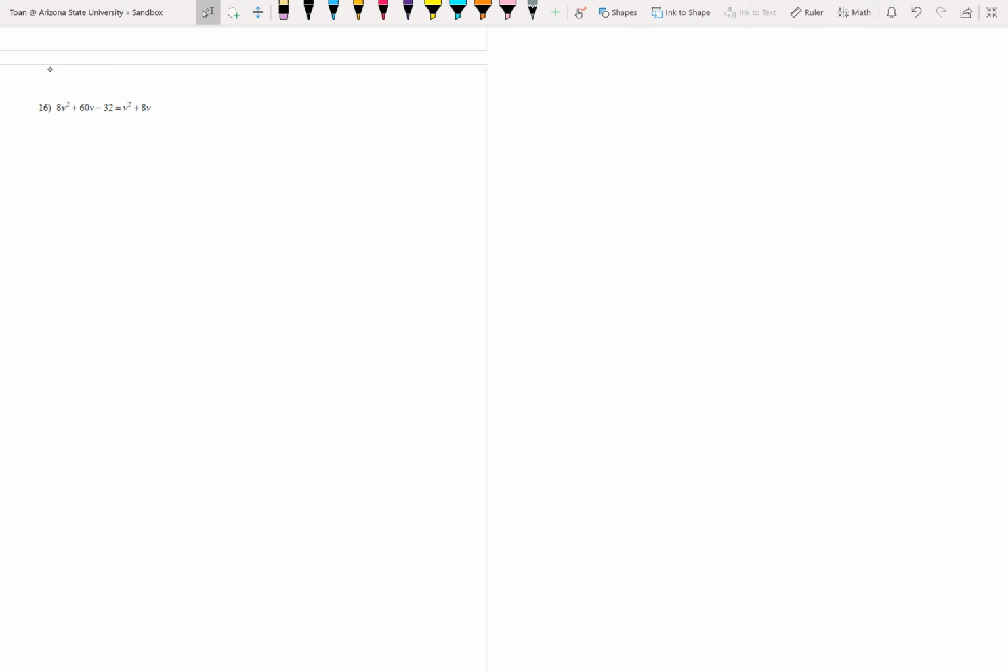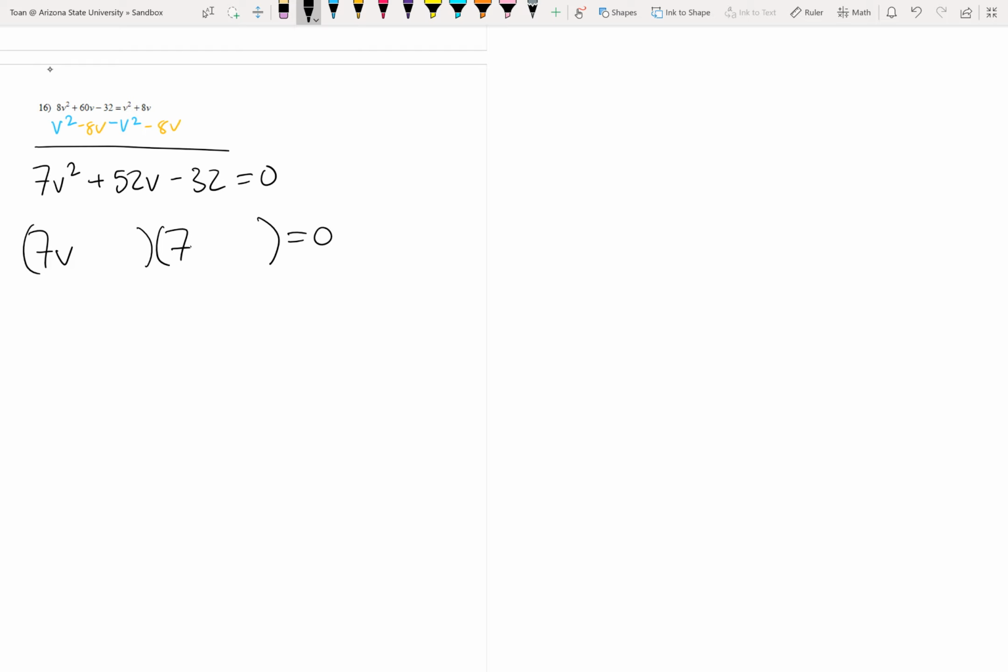The idea to solve a quadratic is you want 0 on one side, so hopefully we can do two steps at once. Let's subtract the v squared over, and let's subtract the 8v over. That gives us this equation here, 7v squared plus 52v minus 32 equals 0, and then you just go ahead and solve it by factoring, quadratic formula, or completing the square. Numbers are pretty big, but it should be factorable because I told you it was factorable.